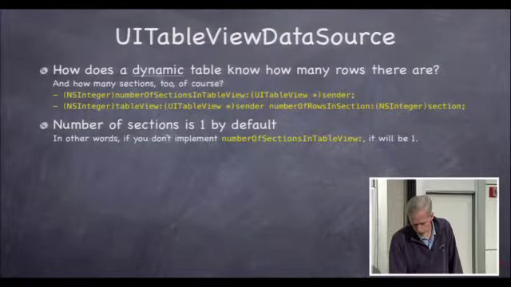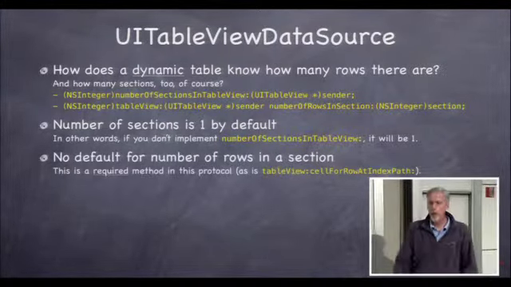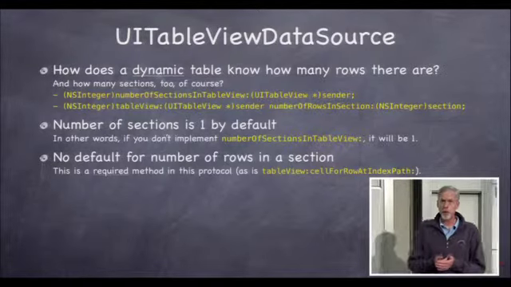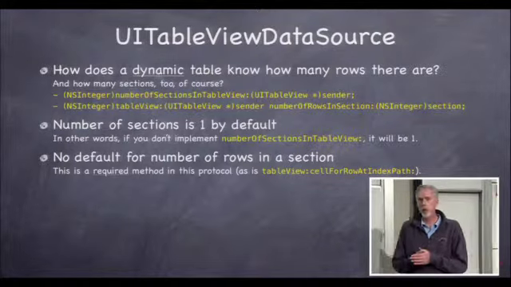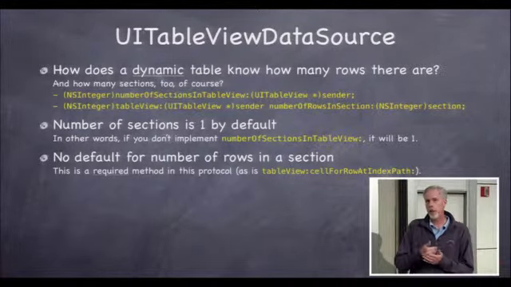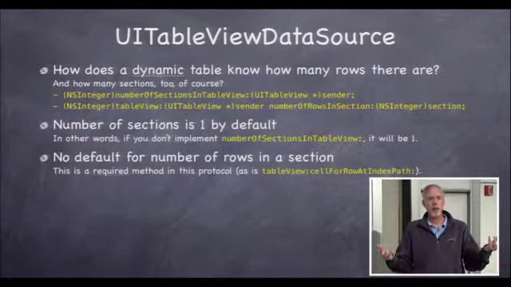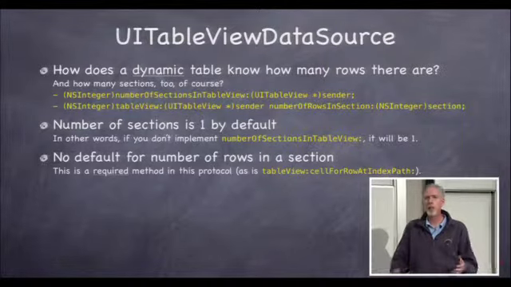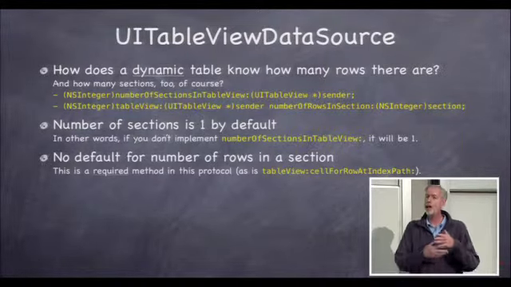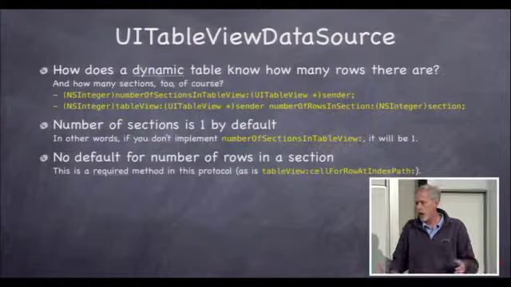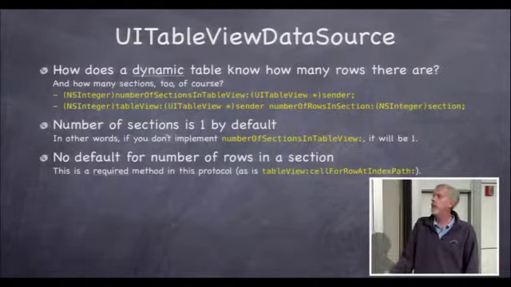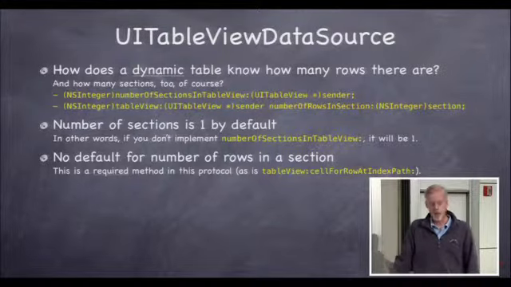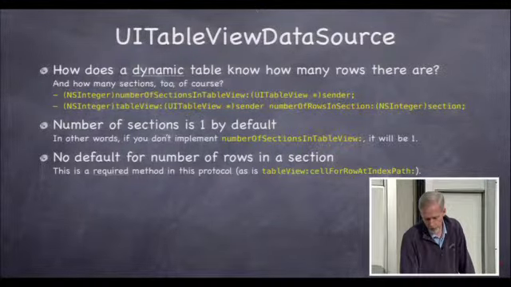So it's common. However, there is no default for the number of rows in section. Okay, you must implement this, it's a required method in this protocol, you have to say how many rows are in a given section. Understandably. If the table view doesn't know how big the table is, it can't make the scroll bars the right size. You know, it can't scroll around and start creating cells when necessary. It just doesn't have enough information. So you have to answer, even if this is 0, you have to return something from this method if you're doing a dynamic table.